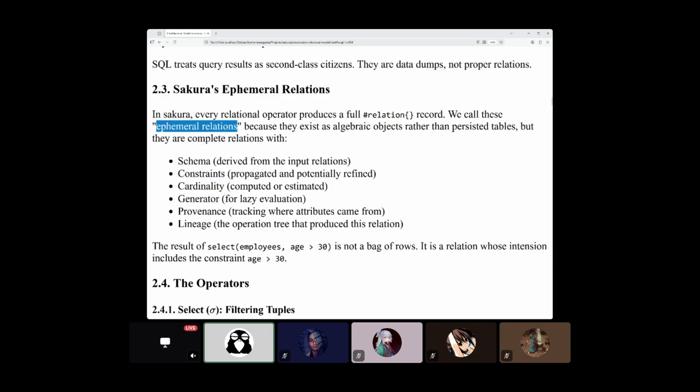They exist only as algebraic objects rather than persisted tables. So tables again are the extension in that case. You can basically use them with your schema, constraints, cardinality, generators, provenance, and lineage.